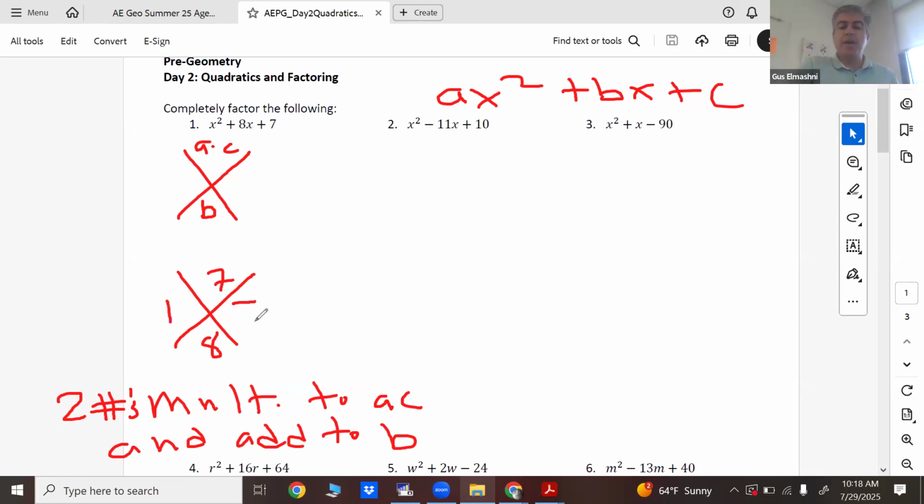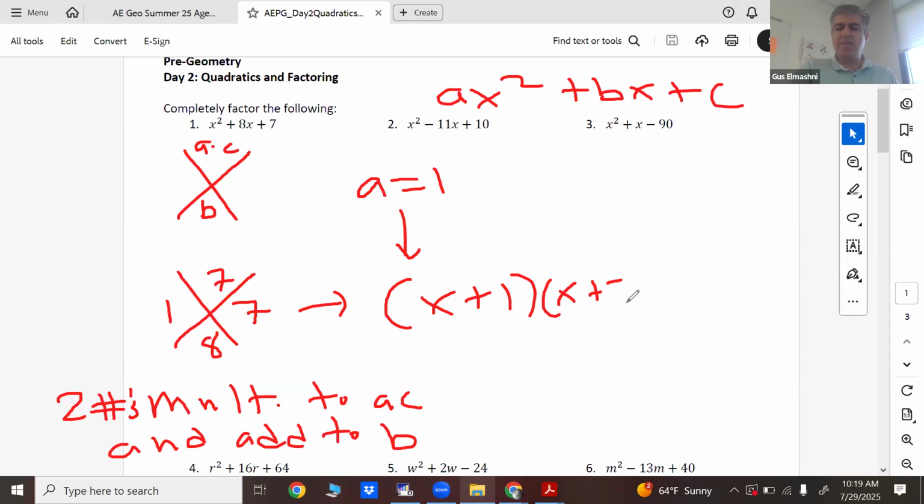Now, fortunately, whenever A equals 1, you can go straight to the factor form. X plus 1, X plus 7. You don't have to do that box thing. I know some of you guys do this, which we will do on the next page for sure.